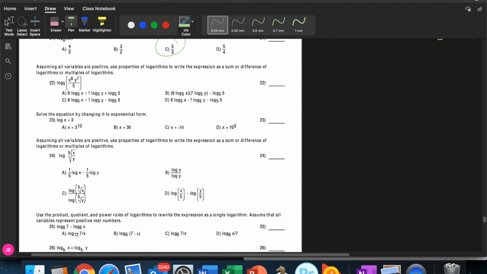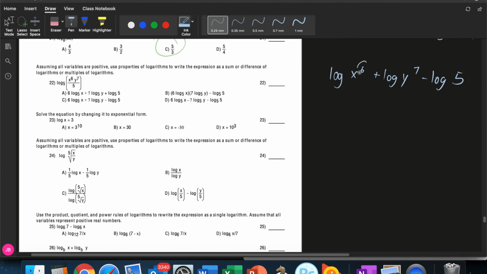Next, we get into a little bit into logarithms. Assuming all variables are positive, use properties of logarithms to express as a sum or difference. So we're basically trying to expand. Okay. So remember, when you are multiplying inside a logarithm, you can go ahead and separate them and add their two logs. When you're dividing numbers inside of a logarithm, you can separate them and subtract their two logs. So we're going to end up with something like log of x to the 6th power plus the log of y to the 7th power minus the log of 5.